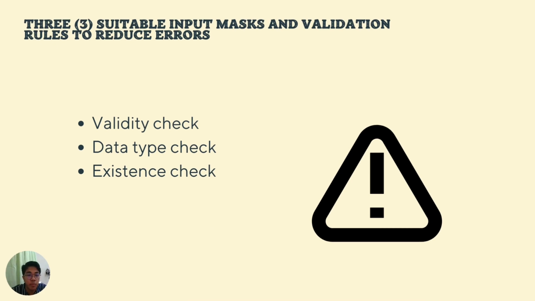Next are three suitable input masks and validation rules to reduce error. First of all, validity check. These rules may check and reduce error when it operates because data items require the input of certain information from the user. Secondly is data type check. This rule is used to make sure the data item is using correct data.